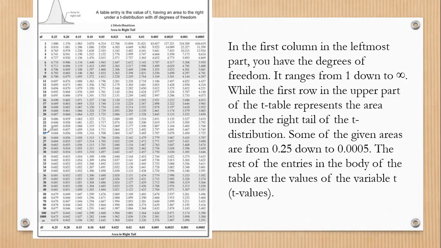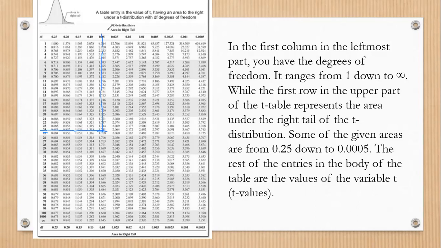And then let's say, for example, the assigned level of significance is 0.05. So the value of your t at 0.05 is this one. So you need to look for the intersection of your degrees of freedom and the level of significance used. Okay, so these are the levels of significance.